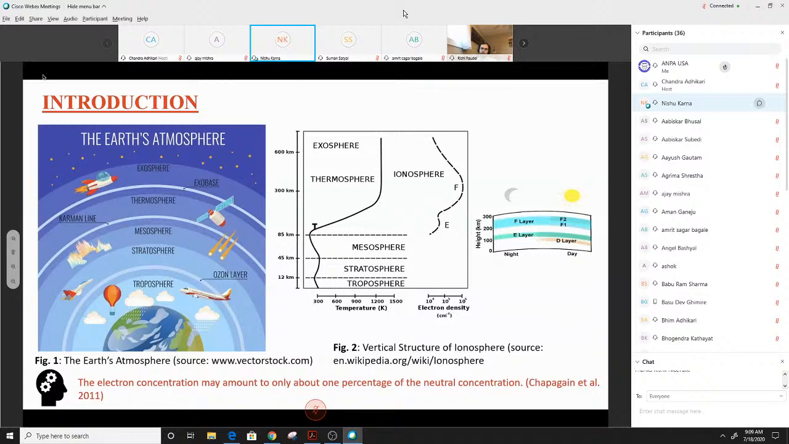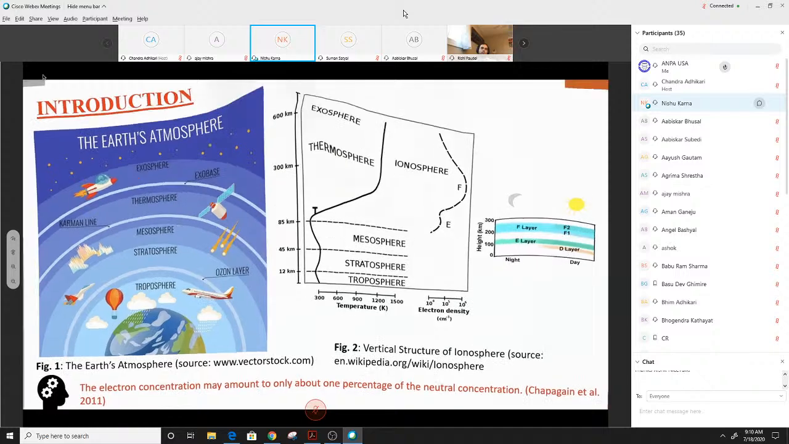If we look at the electron concentration in the ionosphere, it only amounts to 1% of the neutral concentration. However, the presence of these electrons has a profound effect on the behavior and properties of the ionosphere. The vertical structure of the ionosphere, as we can see from the diagram, is further divided into D, E, and F layers, and these layers are responsible for the reflection and propagation of radio waves on the Earth's surface.